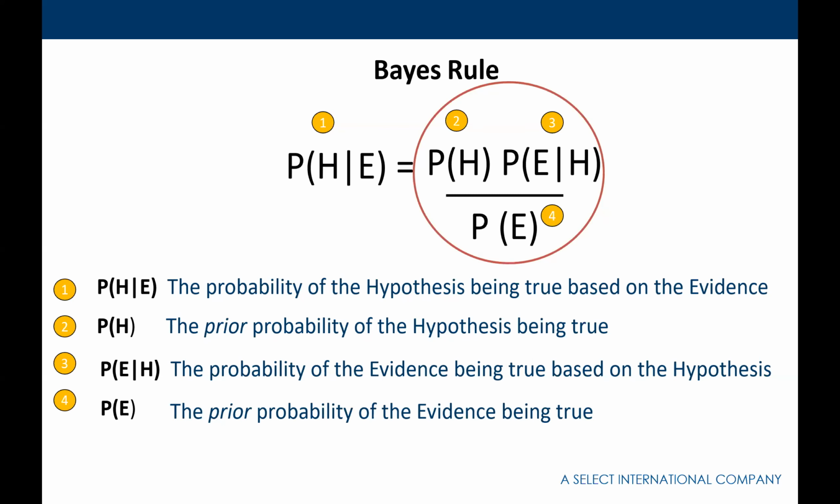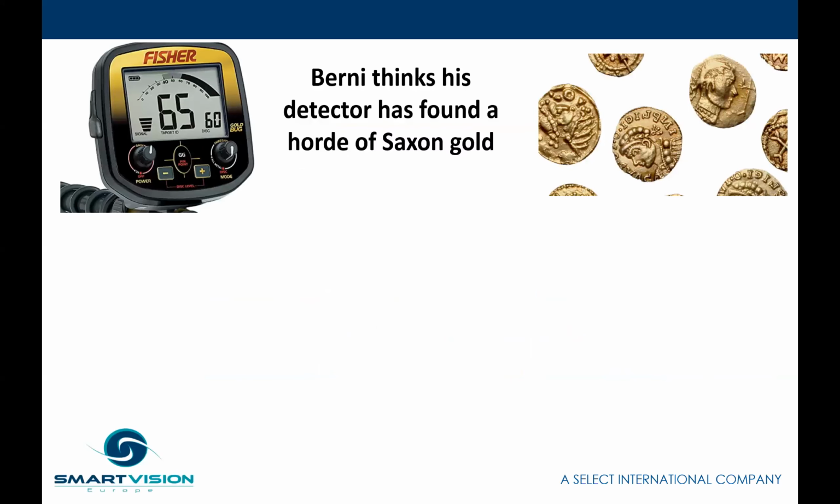So what does that look like as a little example? Well, here's a little example that we've got. Bernie thinks his metal detector has found a hoard of Saxon gold. Okay, so that's what we're trying to figure out. He's got a really strong signal. He hasn't seen that before. It's pretty rare to get something like that.